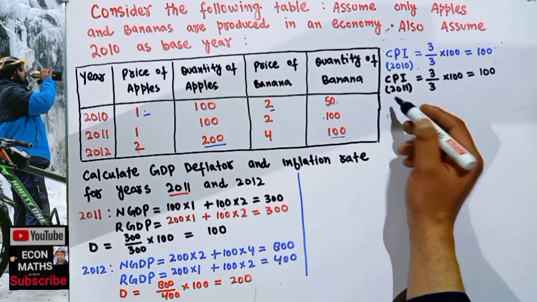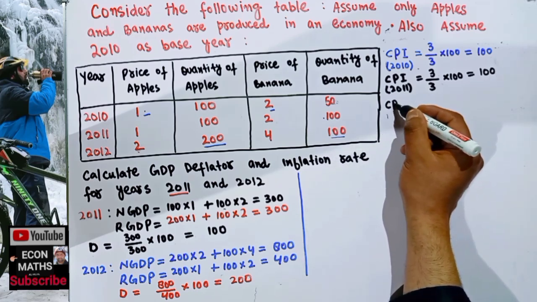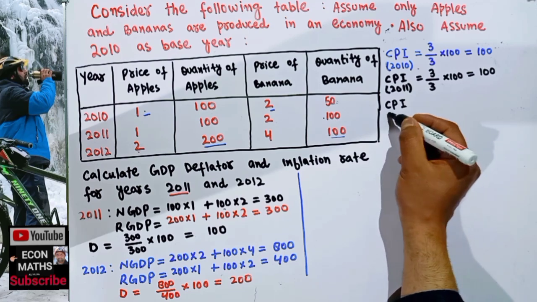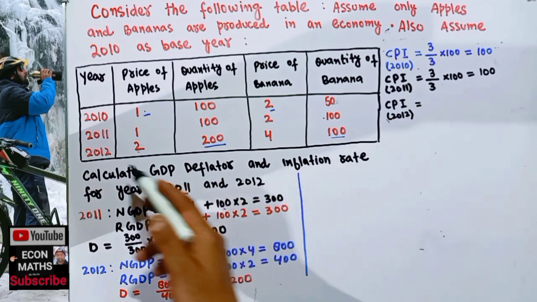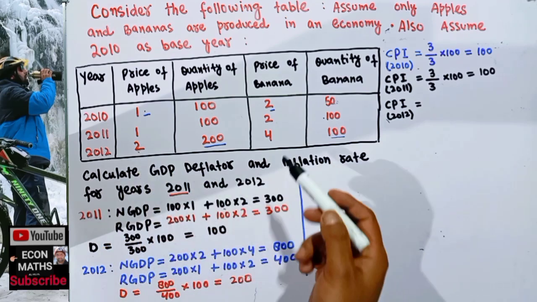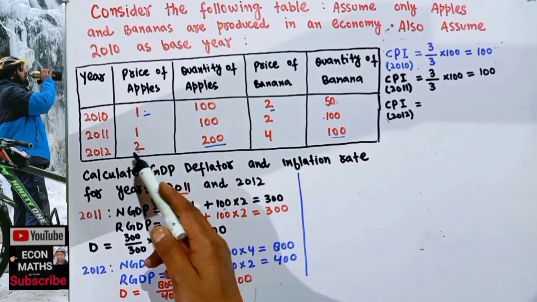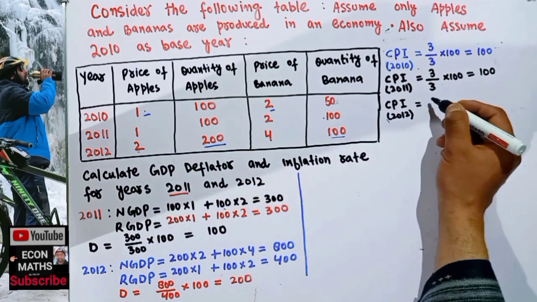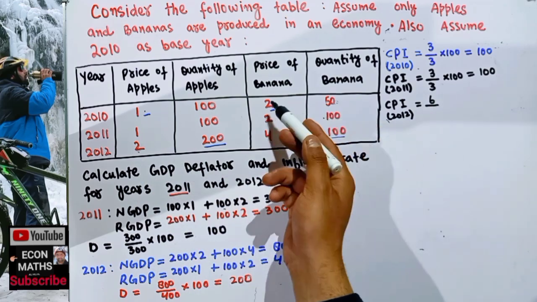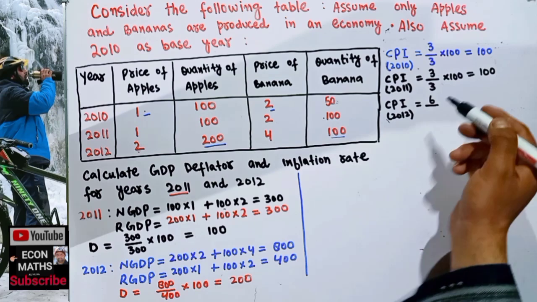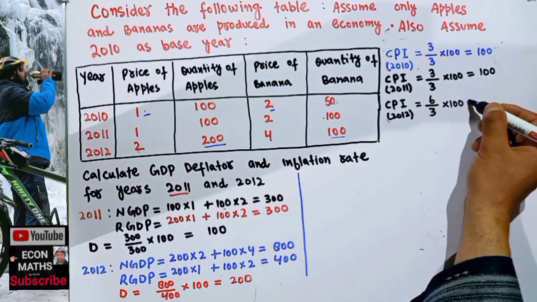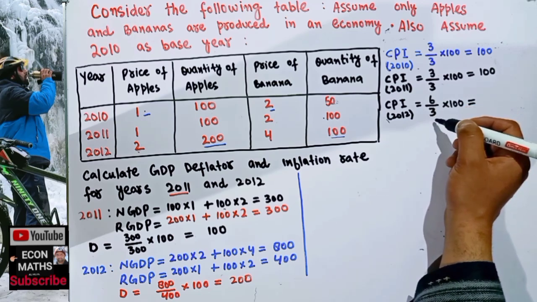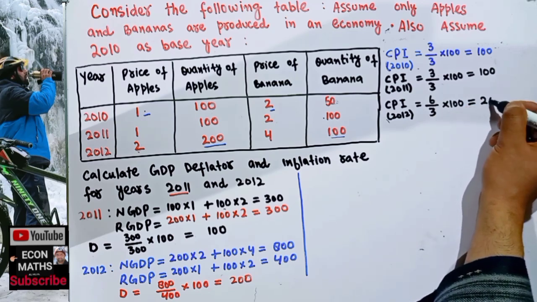And similarly, what will be the CPI for 2012? So for 2012, we add up the current year prices of 2012. That is 4 plus 2, which is 6. To this we divide by the base year prices. That is 2 plus 1, which is 3. And to this we multiply by 100. So we get here 6 divided by 3 is 2. So we get here 200.